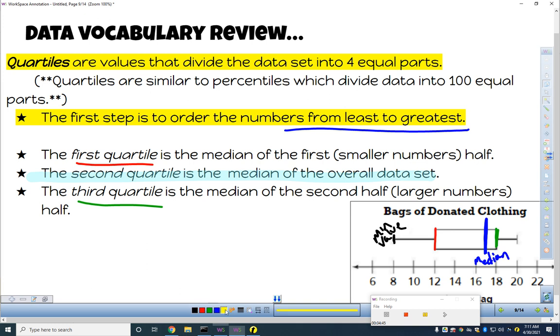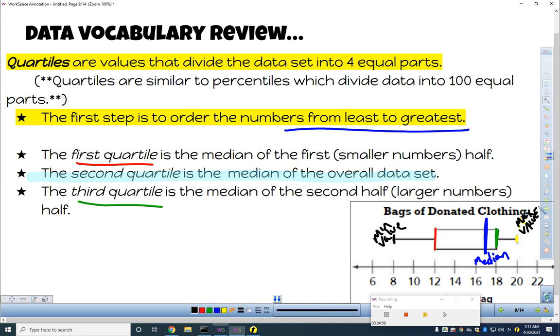And then lastly, this upper line here, that's the maximum value. Yellow was a poor choice. So it's a yellow line, but we're going to have black text. That is the maximum value. So the highest amount of clothing donated was 20 pounds in a single bag.